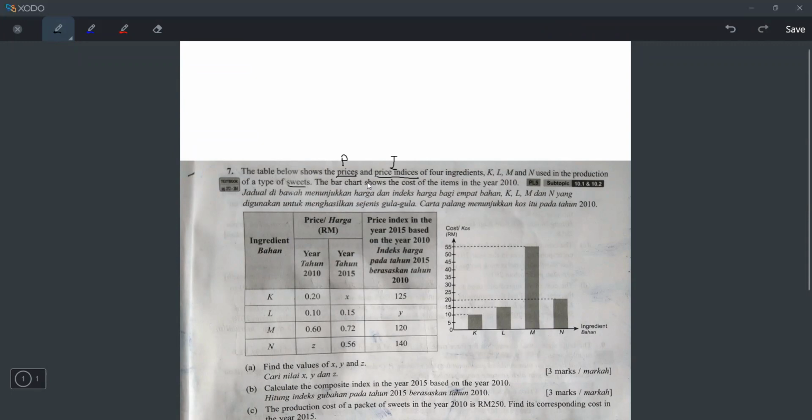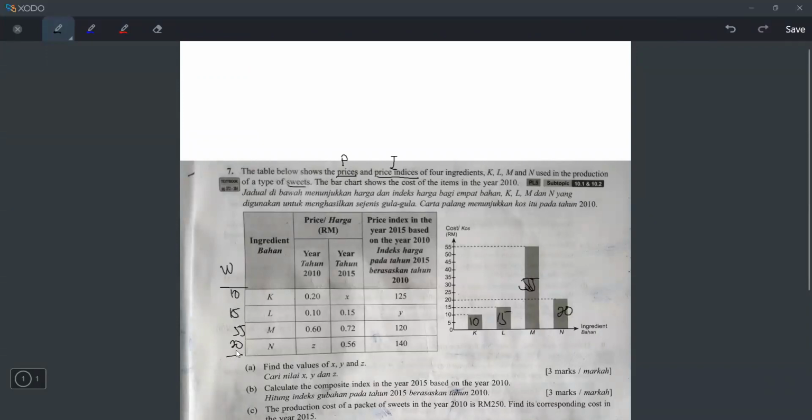The bar chart shows the cost of items in the year 2010. So the bar chart is the weightage, right? So 10, 15, 55, 20. All of these are the weightage. So I'll just put a new column and call it W. Here will be 10, 15, 55, 20.